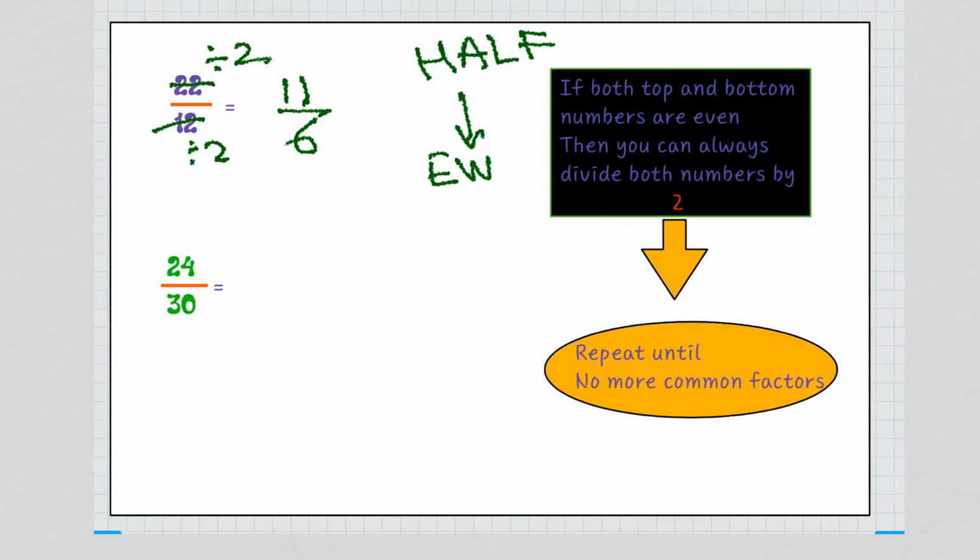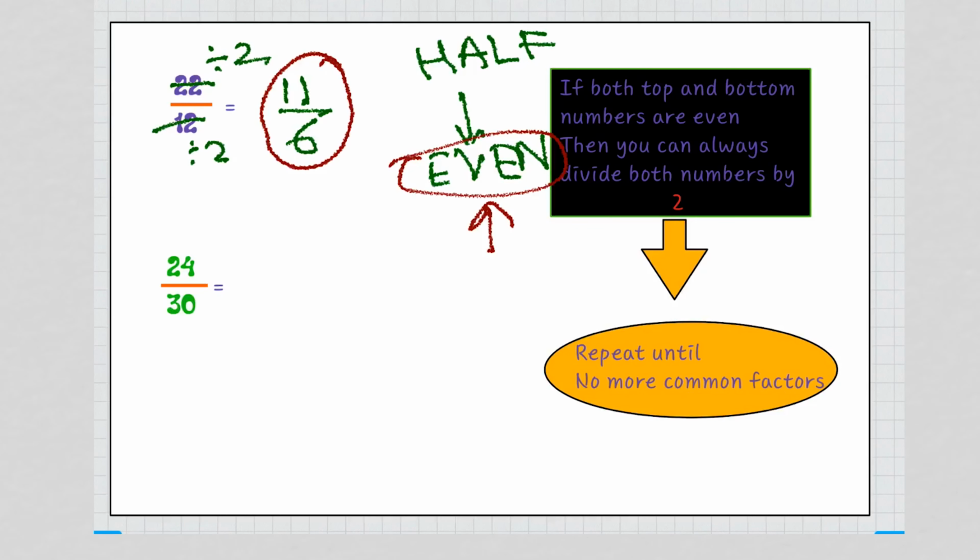If both numbers are even, then you can simplify. Let's look at 11 over 6. Now one is odd and the other one is even, and we can't simplify it anymore. So 11 over 6 would be our answer, and we can't find any other common factor of 11 and 6, so that is our simplified form.